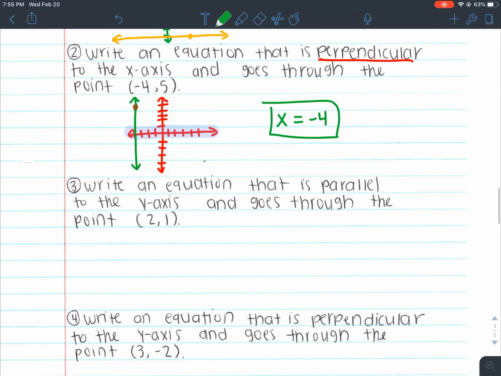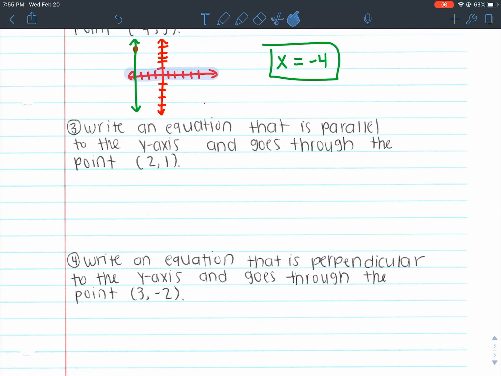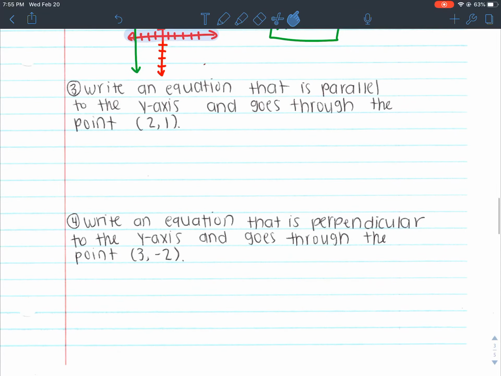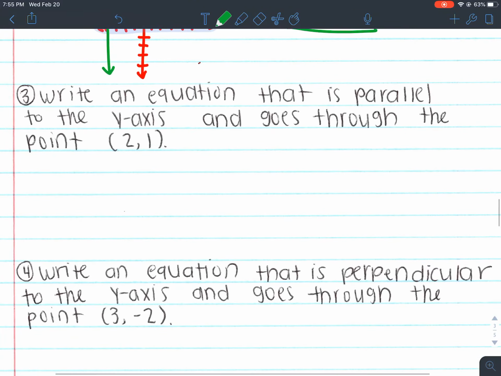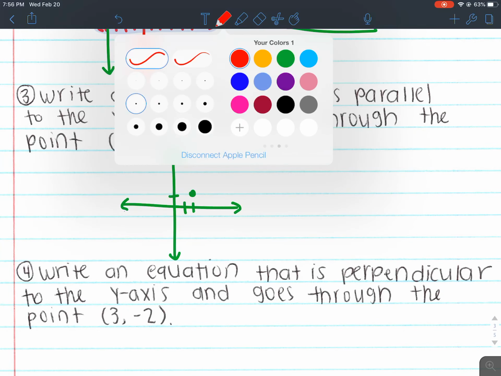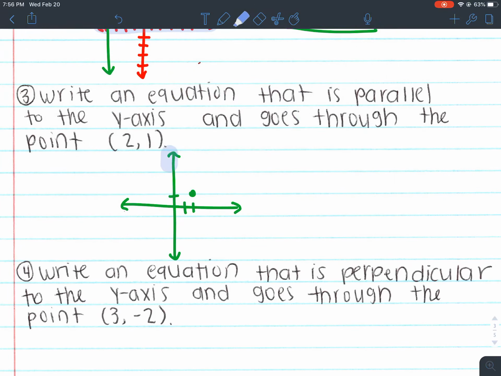All right? If you think you got it, go ahead and try number 3 and 4 on your own and see if you got them right. All right. So number 3, we need to write an equation that is parallel to the y-axis. Again, I'm going to draw a picture. You do not have to if you can visualize it. Okay, parallel to the y-axis, I'm going to plot the point 2, 1 that goes there. And this time I'm looking at my y-axis. So I'm going to highlight the y-axis. I want it parallel to the y-axis though. So I do not want it crossing that purple highlighted section.